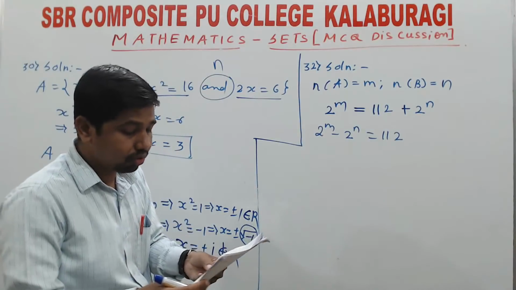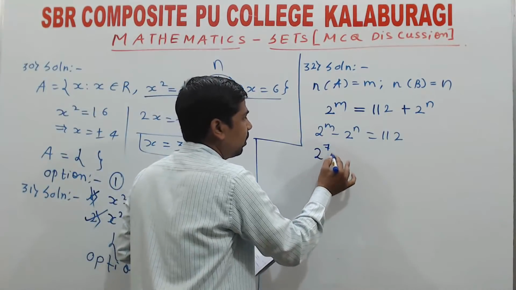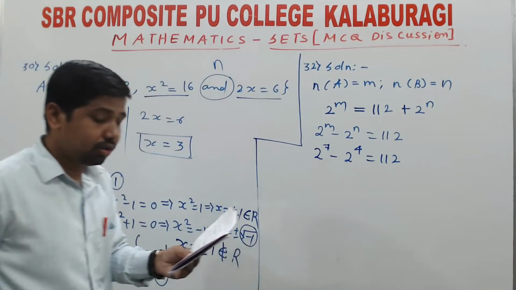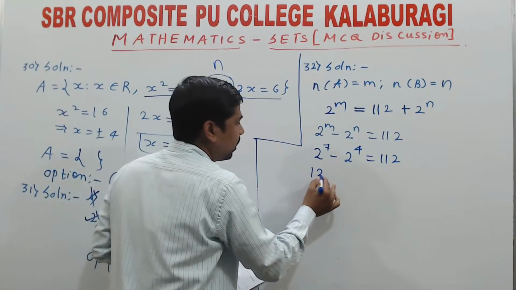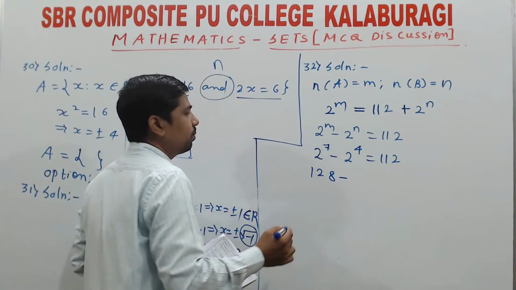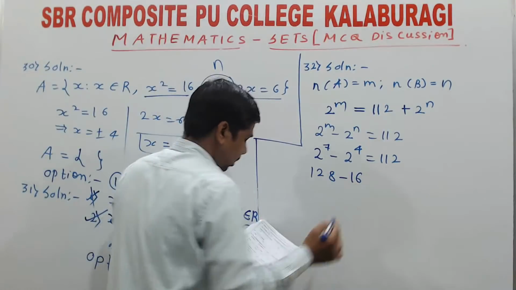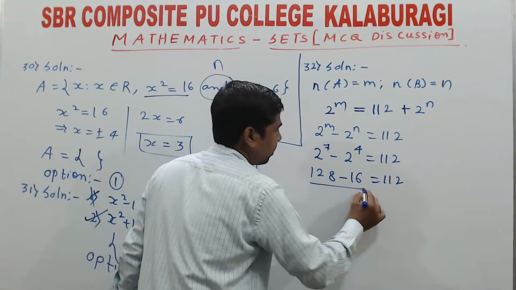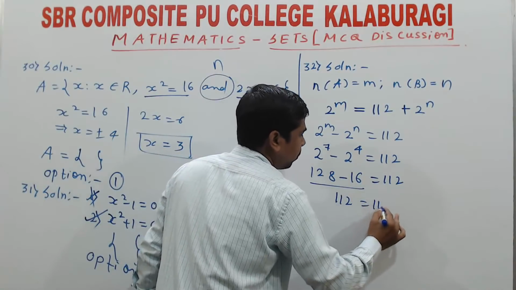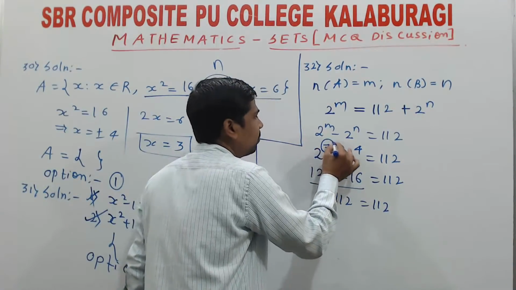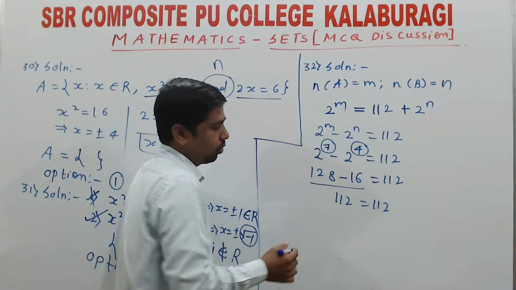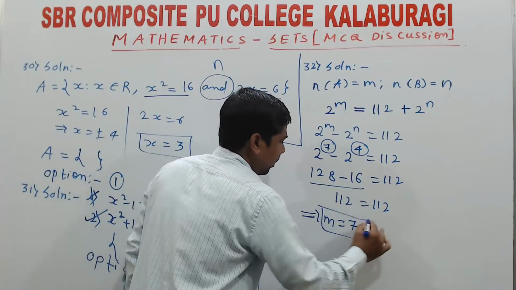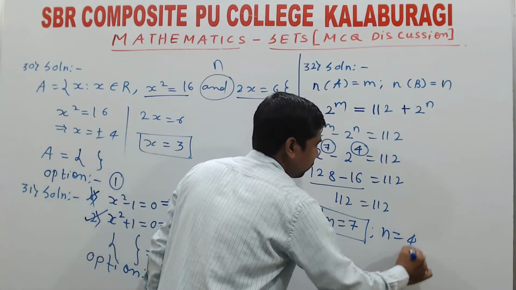If I take m is equal to 7, 2 raised to 7 minus 2 raised to 4 is equal to 112. We are getting, so 2 raised to 7 is what? 128. And 2 raised to 4 is what? 16, right? 128 minus 16 is equal to what? 112. So 128 minus 16 is 112, which is equal to 112, implies m is equal to 7 and n is equal to 4. Implies the value of m is 7 and n is 4.